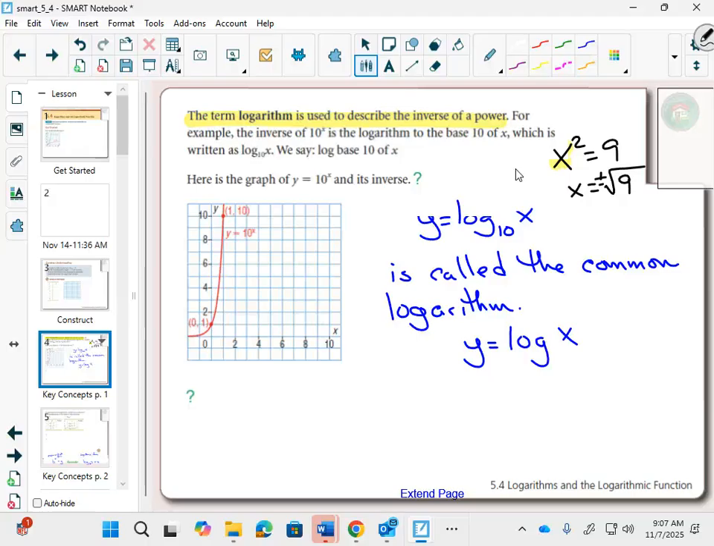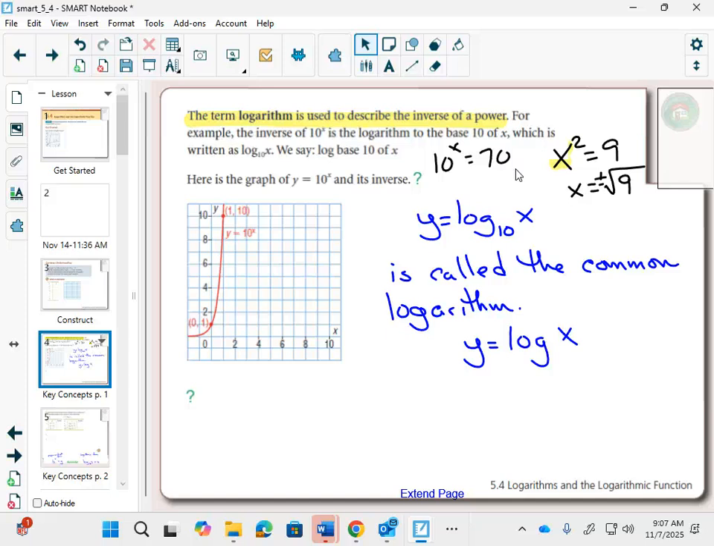So the question is, what's the opposite of that? What undoes x as an exponent? And we're going to learn it's a logarithm. And we're going to start by figuring out what this logarithm looks like.